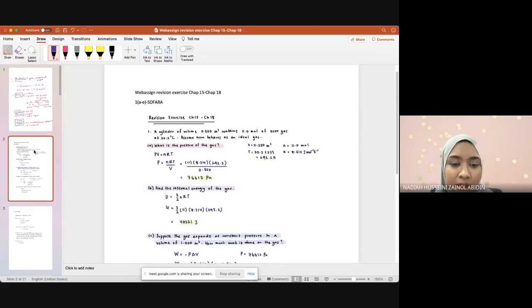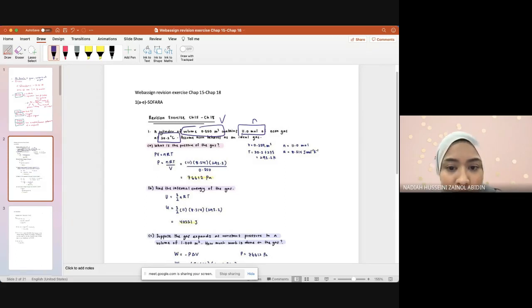Don't only calculate, it's important. Okay, so a cylinder of volume 0.35 contains 11 moles of neon gas at 20.2. Assume neon behaves as an ideal gas. Of course, chapter 15 we assume everything is ideal. Okay, so this is volume, and this is your N. This is your V. Your V is also already in SI unit. This is the right unit as well, mole. But this one is in Celsius, so it should be in Kelvin.